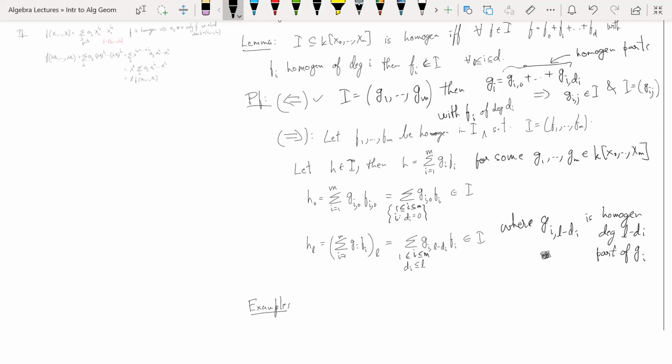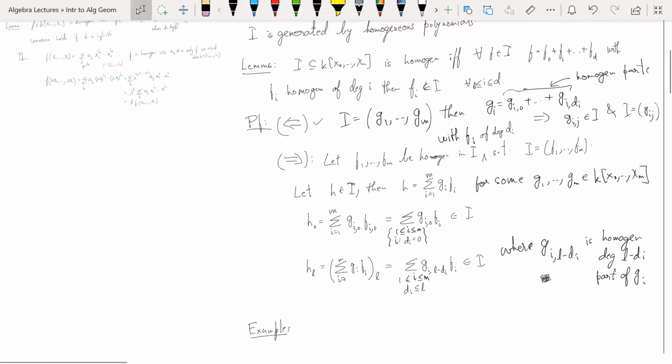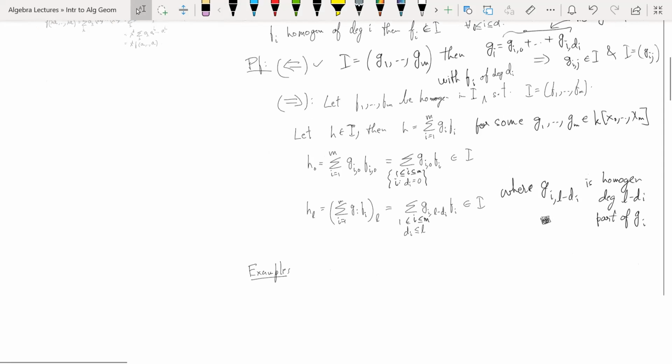Okay, so homogeneous ideals. There are two ways of thinking about it. One is that it's generated by homogeneous polynomials. Second is that if you can write an element as a sum of various homogeneous pieces of various degrees, then each homogeneous piece of a particular degree has to be in I, for every F in I. So let's see some examples.